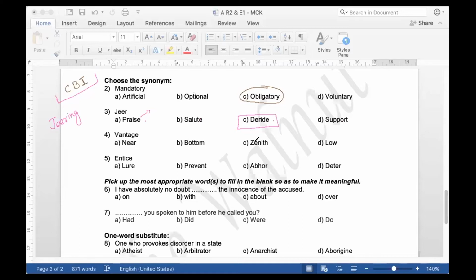Jeering means, in Malayalam, ridiculing. In Malayalam, the most apt word we can use, what is it? കൂകി വിളിക്കുന്ന ജനക്കൂട്ടം. That's what a jeering crowd is. So കൂകി വിളിക്കുക is not in a positive sense, it's in a negative sense. So deride is the answer. Now, fourth one, vantage.